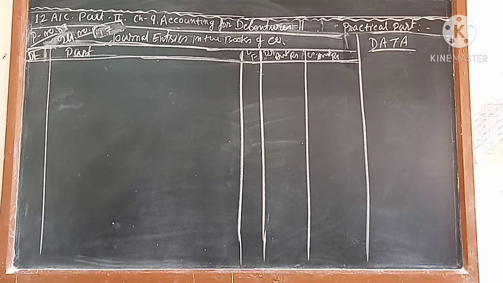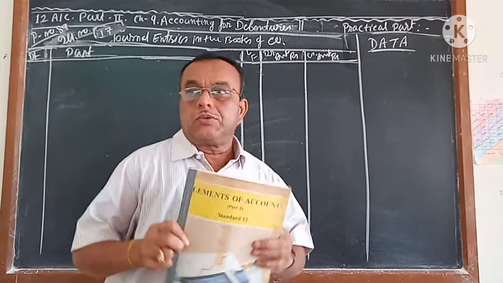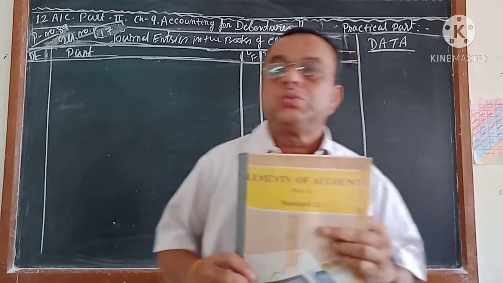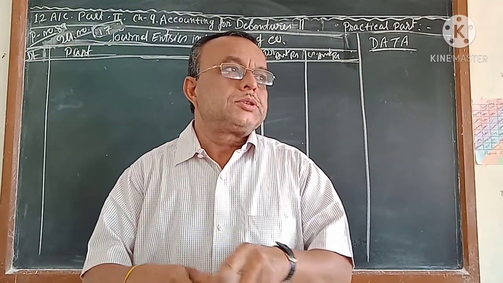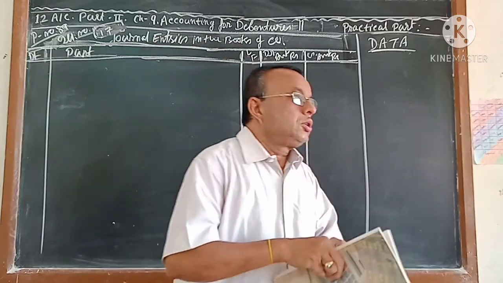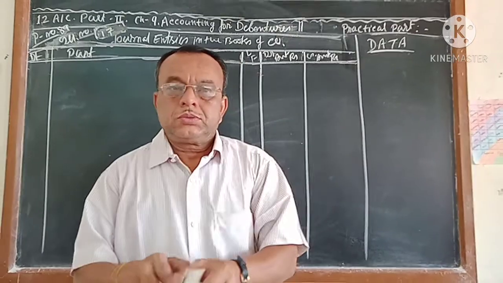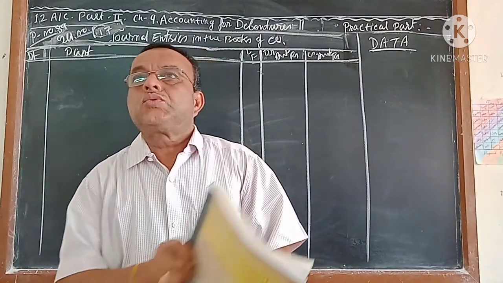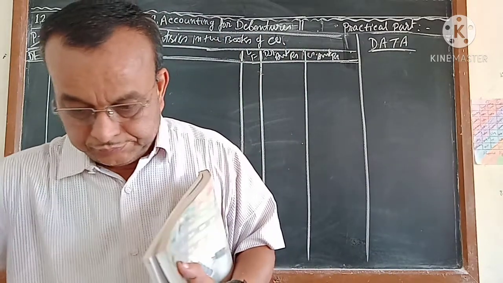Let us start our next video on the basis of elements of accounts, part 2, standard 12. Debenture chapter is going on. In this chapter you are going to learn two things: one, how to issue the debenture, and another one, how to redeem the debenture.